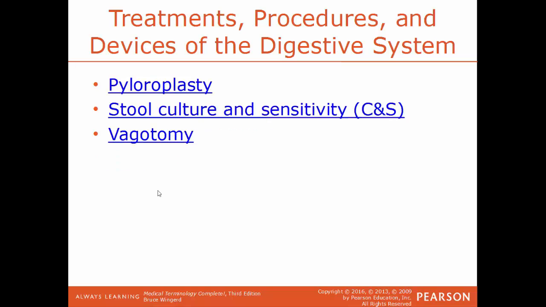Pyloroplasty is a surgical repair of the pylorus, which is a valve at the lower end, the distal end of the stomach. Our next term, C and S, stool culture and sensitivity, is a process of taking a sample of stool and then culturing it or growing it. So this is mainly done to detect the presence of pathogenic bacteria and to help diagnose any infections of the GI tract. Vagotomy, this is the cutting into of one of the branches of the vagus nerve.